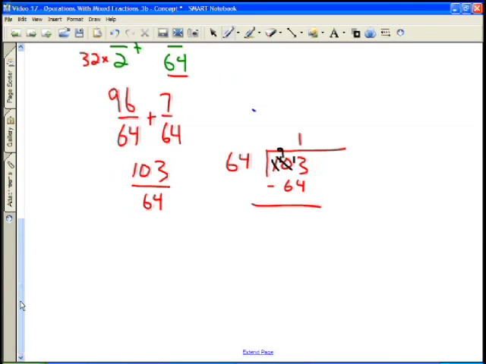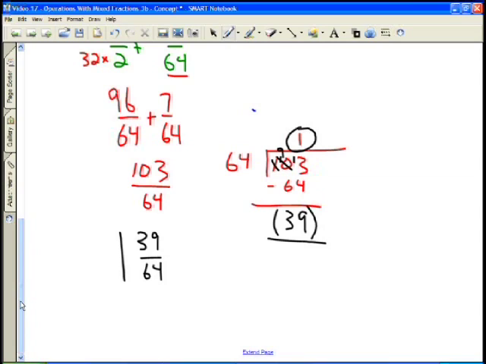And so now 13 minus 4 is going to give us 9. And 9 minus 6 will give us 3. So we have a 39 remainder. So 103 over 64 is the same as 1 and 39 64ths. And that is expressed as a mixed fraction.